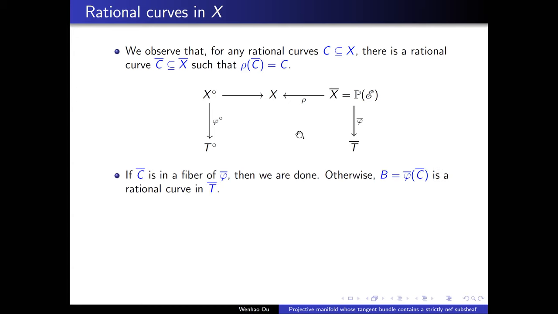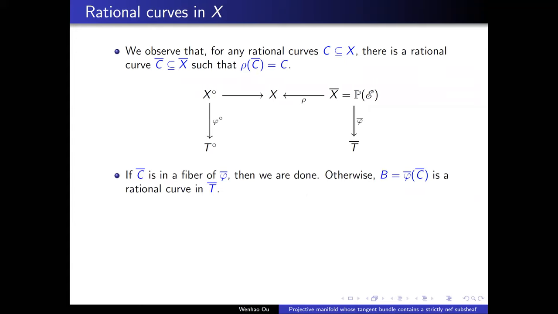Now, if this lift, this C bar, is in the fiber, then we are done, because you can deform this curve in the fiber into something in the fiber of phi zero, because phi zero is an open subset of phi bar, right? So this is an open subfamily. You can deform it continuously into a fiber of phi zero, so it's numerically proportional to a line inside.